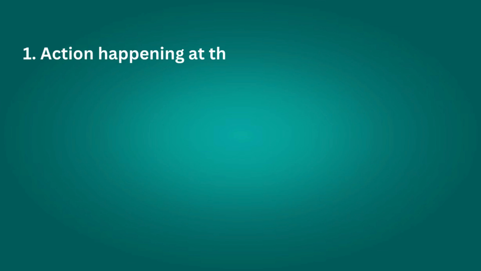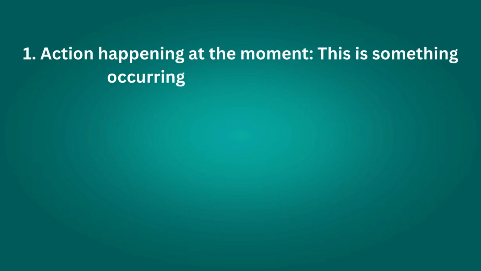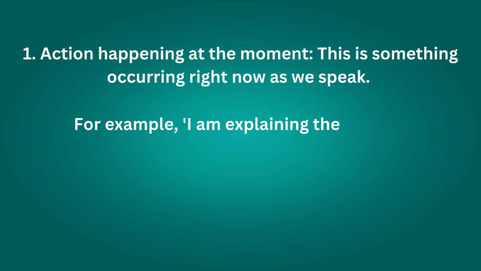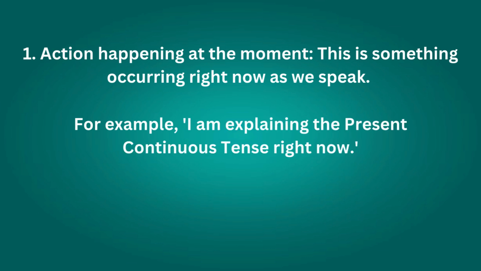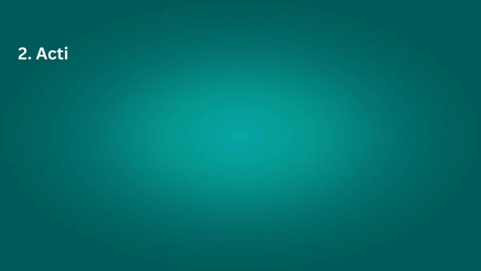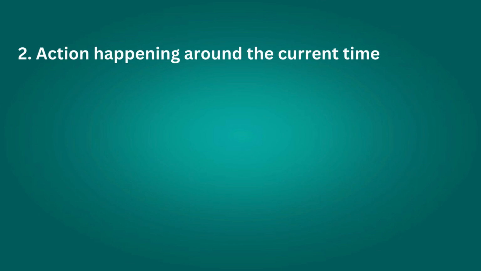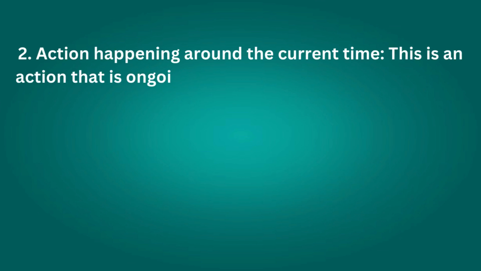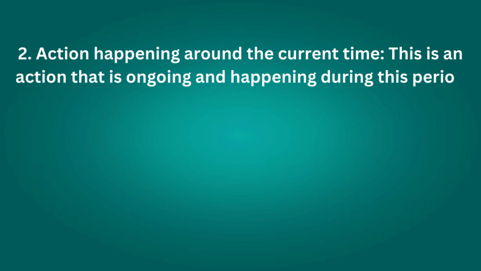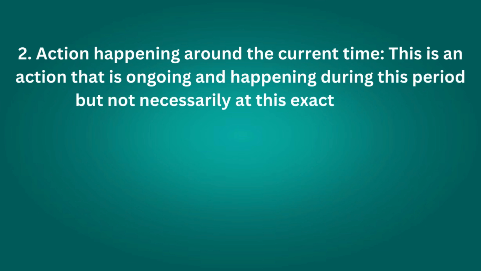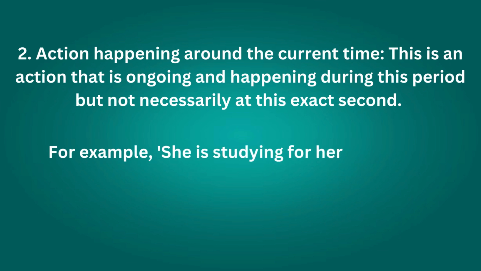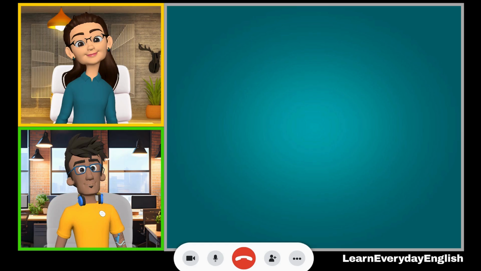Action happening at the moment. This is something occurring right now as we speak. For example, I am explaining the present continuous tense right now. Action happening around the current time. This is an action that is ongoing and happening during this period, but not necessarily at this exact second. For example, she is studying for her exams this week.